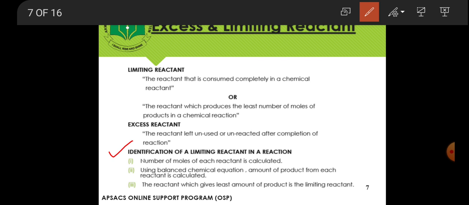So students, how to identify a limiting reactant in a reaction? The first step is, if the reactant is given in grams, you have to convert these grams into moles. So the first step is, number of moles of each reactant is calculated. If the reactant is given in grams, then you have to convert the grams into moles. Then point number 2, using balanced chemical equation, amount of product from each reactant is calculated, as we have calculated the amount of water produced from hydrogen and the amount of water produced from oxygen. Point number 3, the reactant which gives least amount of product is the limiting reactant, as we have discussed in the example that hydrogen produces only 10 moles of water. So it is the limiting reactant because oxygen produces greater number of water molecules, that is 14. I hope students this topic is clear to you.